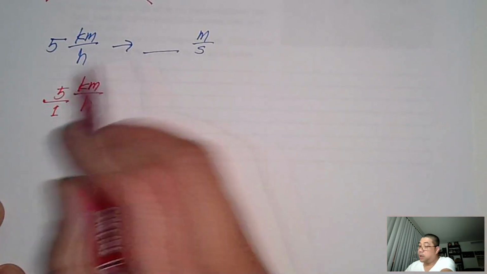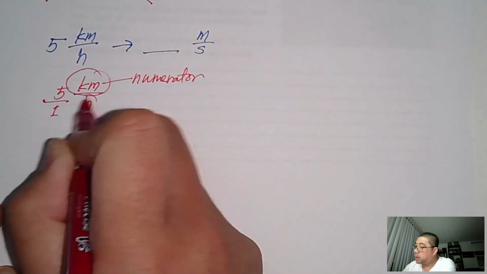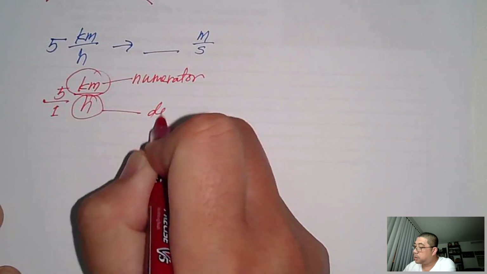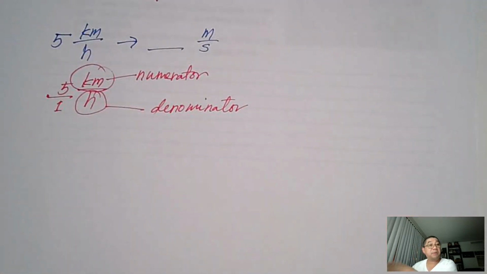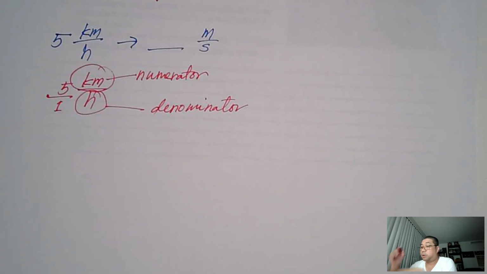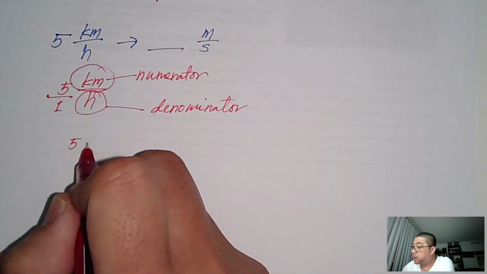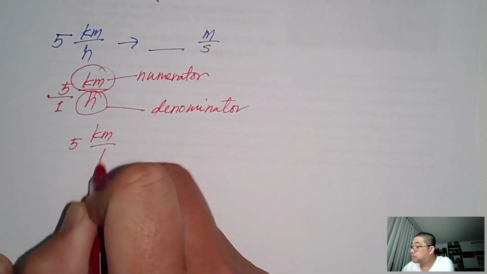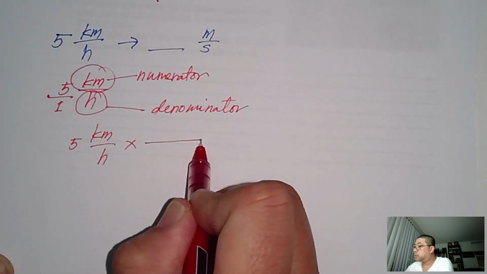So meaning, your kilometer is the numerator, and your hour is the denominator. So this one is very easy. The fraction is already there. Okay, so denominator, numerator, numerator, denominator. Let me just rewrite it because I did put some annotation. So kilometers per hour, multiplication symbol, the vinculum or the bar.